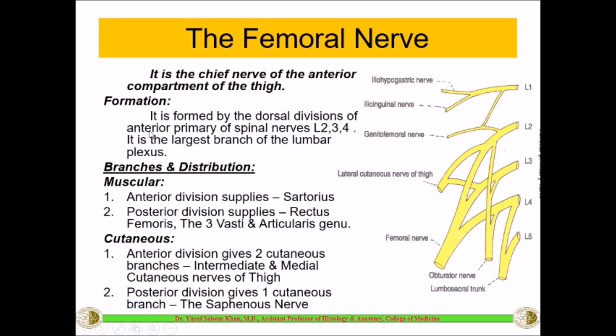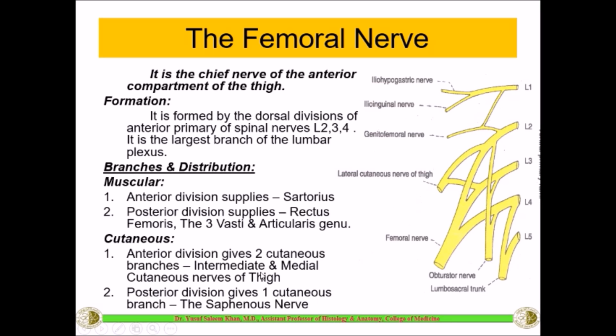It is the largest branch of the lumbar plexus. If you see, this is the lumbar plexus, and this is its largest branch. What are the branches and distribution it has? It gives muscular branches as well as cutaneous branches.